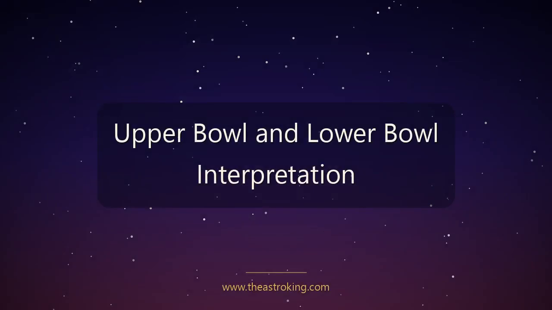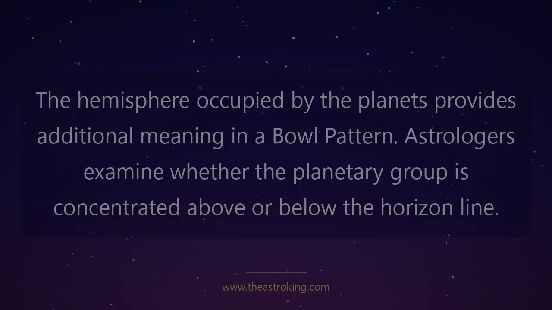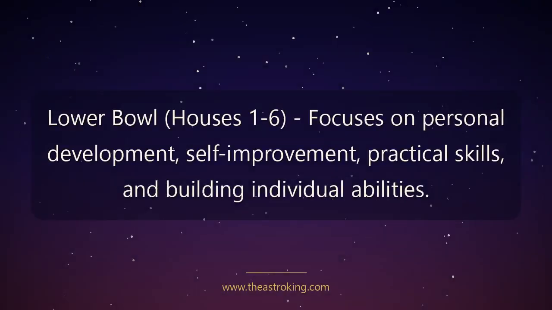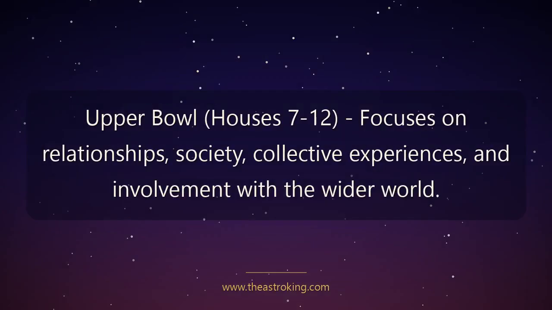Upper bowl and lower bowl interpretation. The hemisphere occupied by the planets provides additional meaning in a bowl pattern. Astrologers examine whether the planetary group is concentrated above or below the horizon line. Lower bowl, houses 1 to 6, focuses on personal development, self-improvement, practical skills, and building individual abilities. Upper bowl, houses 7 to 12, focuses on relationships, society, collective experiences, and involvement with the wider world.